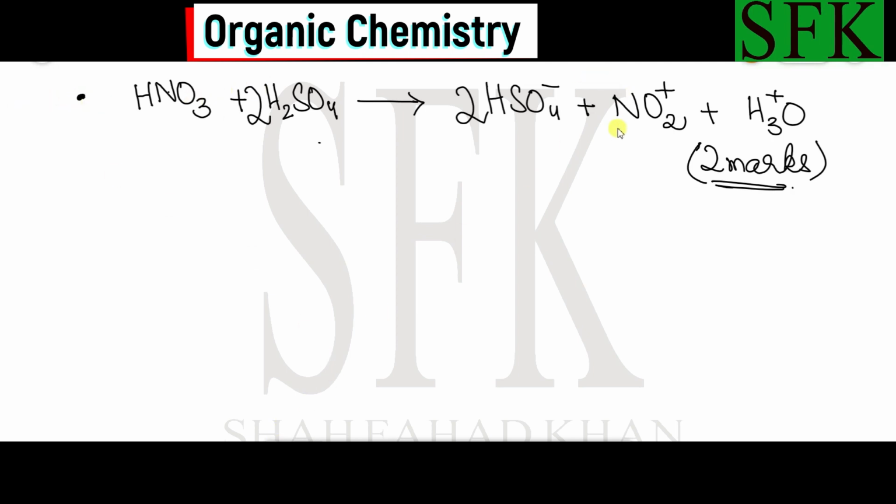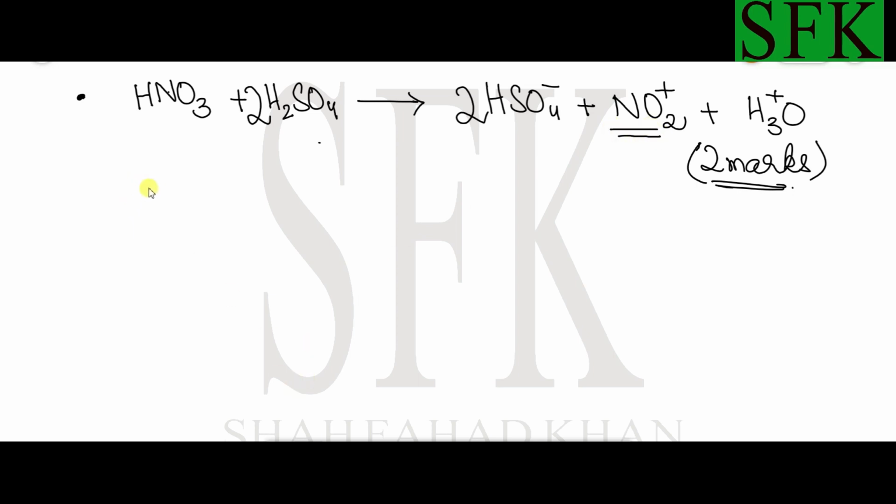Okay, now we have our electrophile over here. This electrophile will attack the benzene ring. So the second step is the electrophilic attack on the benzene ring. So let's draw our benzene ring over here. Okay, now the NO2+ ion over here, the electrophile.